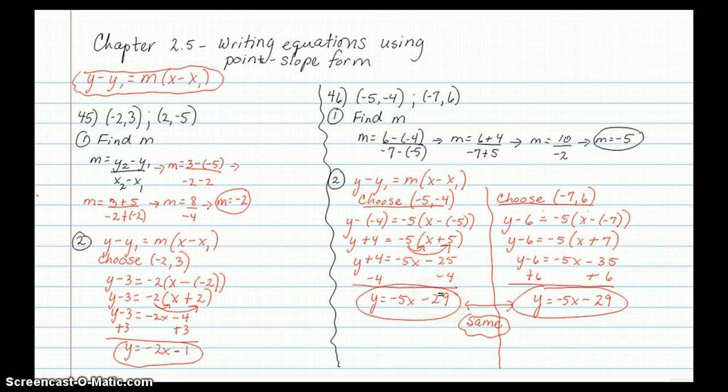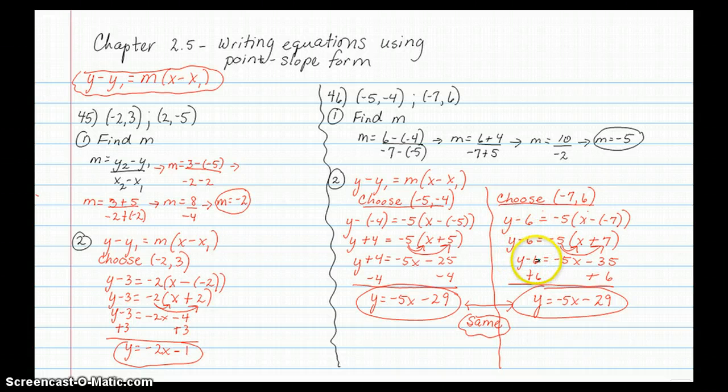If I had chosen the negative 7, 6, it would be y minus 6 equals negative 5, for the slope, times x minus the negative 7. I'm going to use the additive inverse, or add the opposite. Y minus 6 equals negative 5 times, in parentheses, x plus 7. Use the distributive property now. Negative 5 times x is negative 5x. Negative 5 times 7 is minus 35.